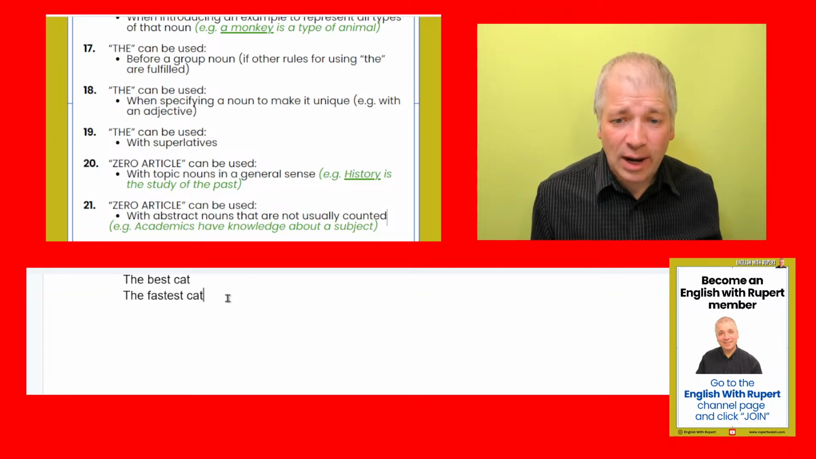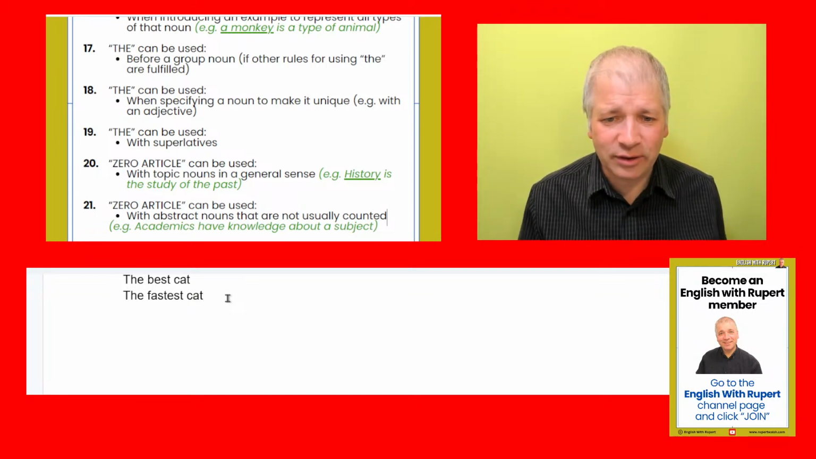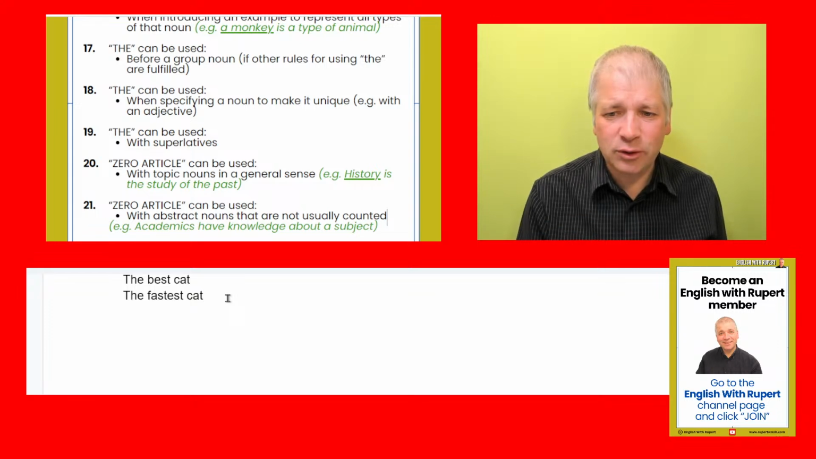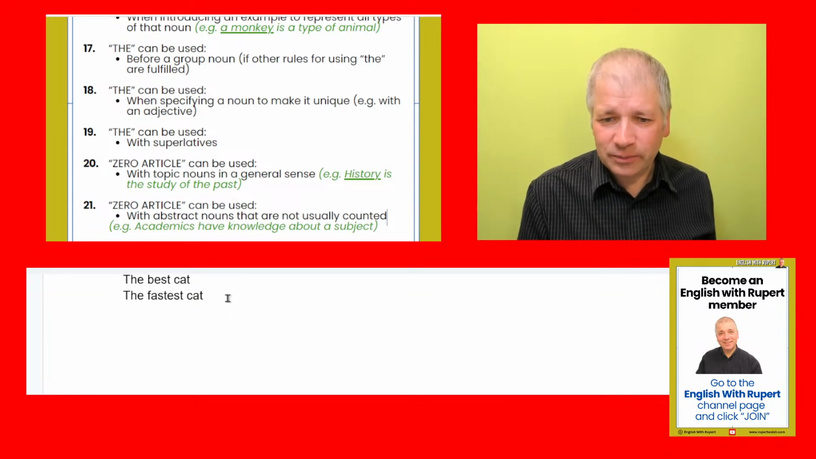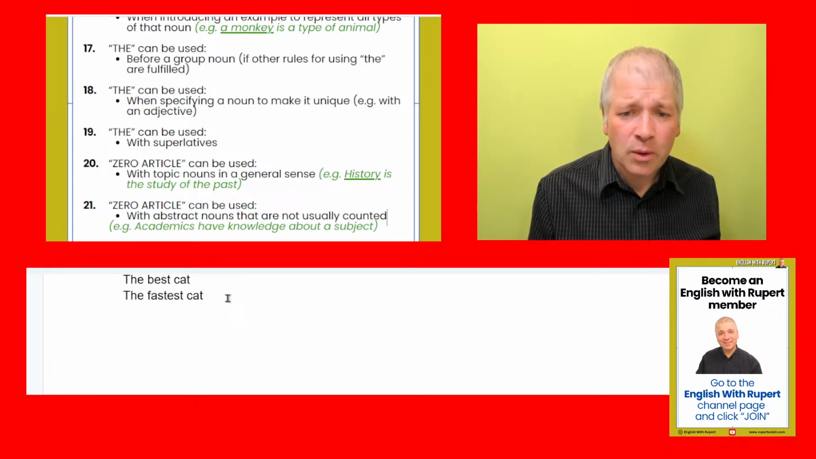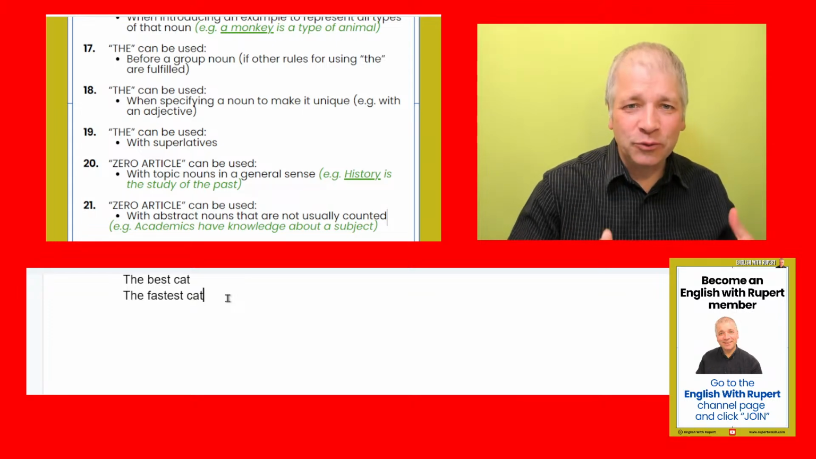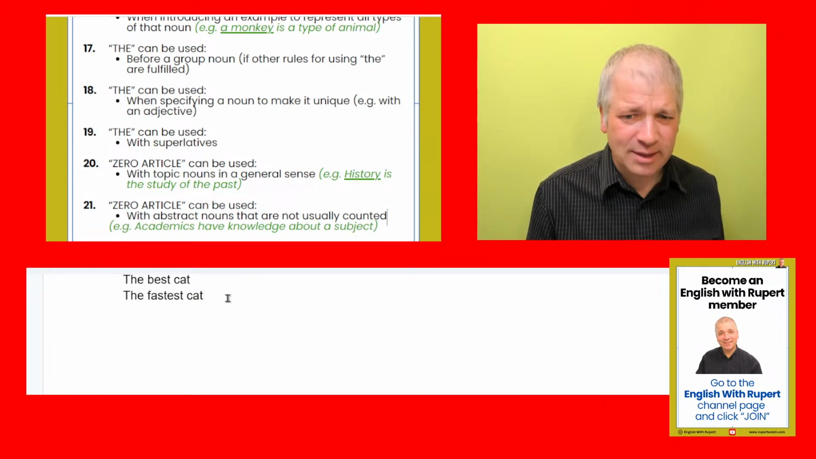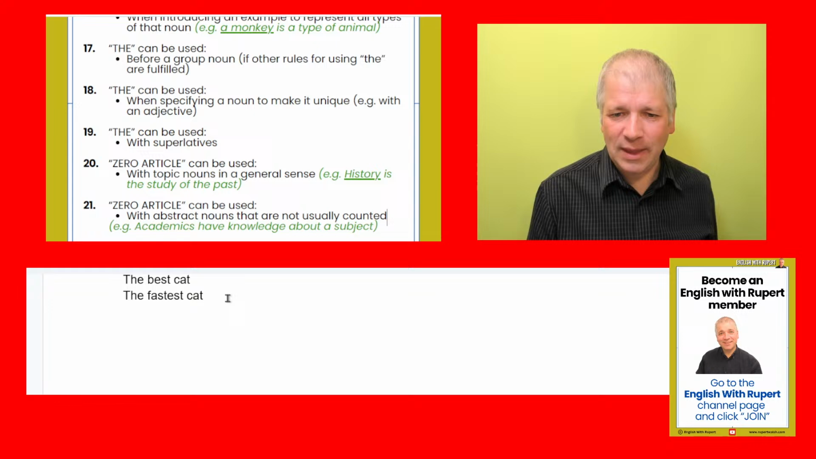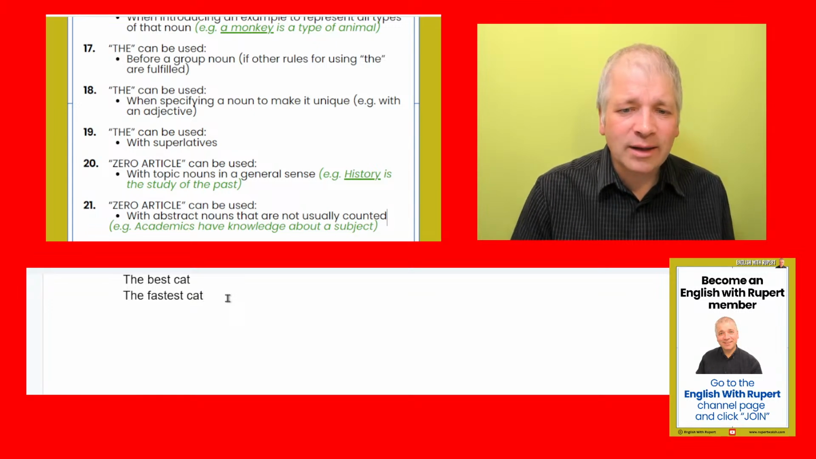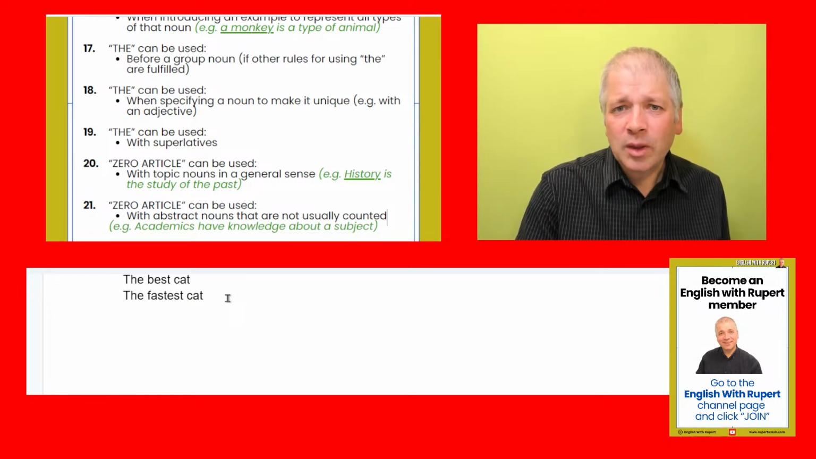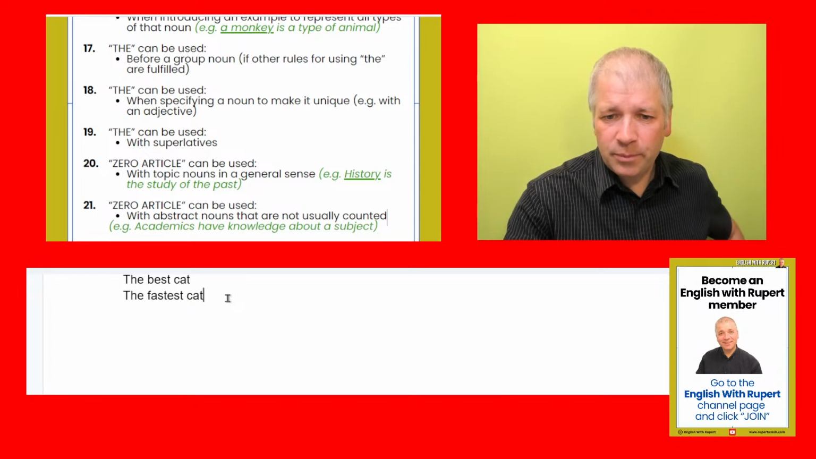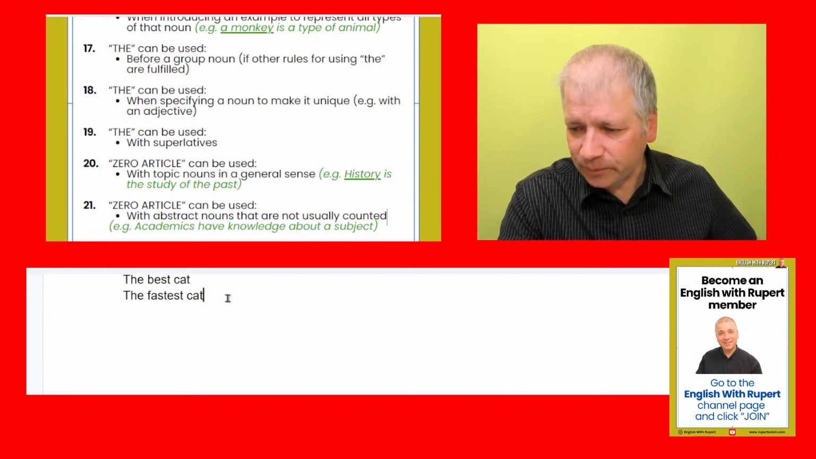Also with abstract nouns that are not usually counted. For example, academics have knowledge about a subject. So here we're focusing on the word knowledge. Knowledge is an abstract noun. By the way, academics refers to people who teach in a university setting. So it's a plural noun, that one. But knowledge is an uncountable noun, but it's also an abstract noun, so we don't put articles before it.